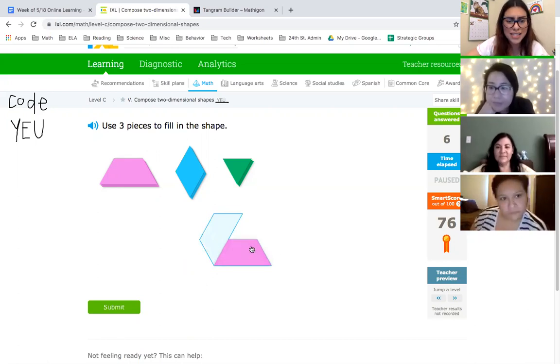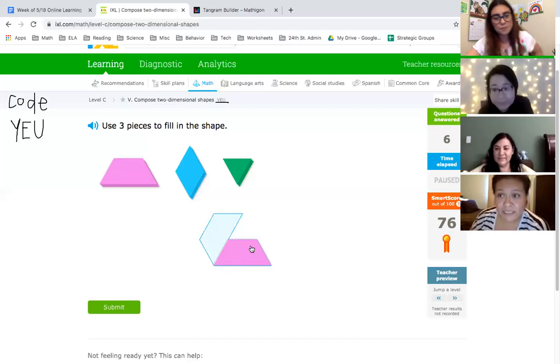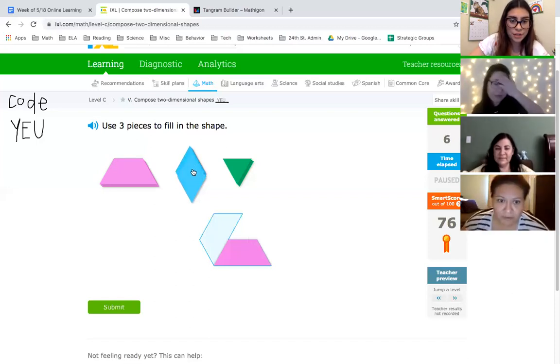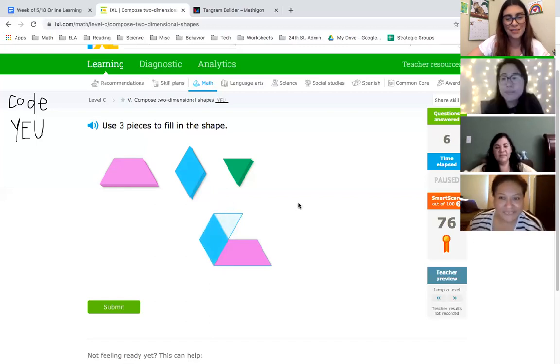So Miss Rosales, what's the next shape we should use? I'm so glad that you said 3 pieces because I was so tempted to put another trapezoid. Good, yeah. Let's go with the rhombus, the blue rhombus. Where should the rhombus go? Directly connected to the pink trapezoid. So one of its sides. Yeah, there you go. There we go.